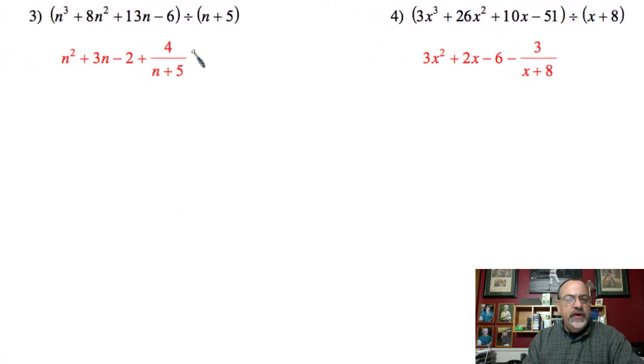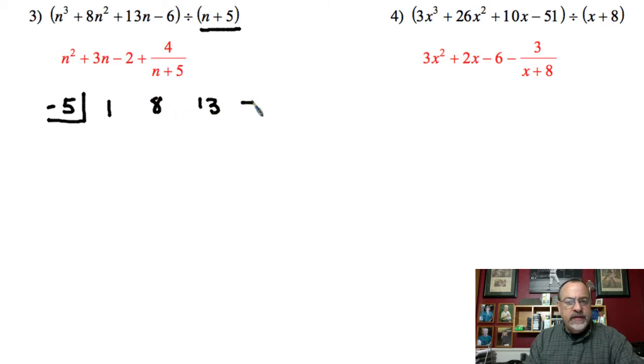All right, for number 3 here, I'm looking at my divisor. It is in the form x minus a. This has a coefficient of 1, so I can use synthetic division. So I'm going to use the 0 of this value, so that's going to be -5. It's going to make that 0. And then my dividend polynomial is in standard form, so I just list the coefficients. So I have a 1n cubed, 8n squared, 13n, and a -6 as my constant.